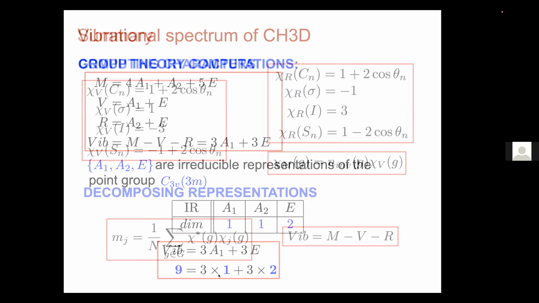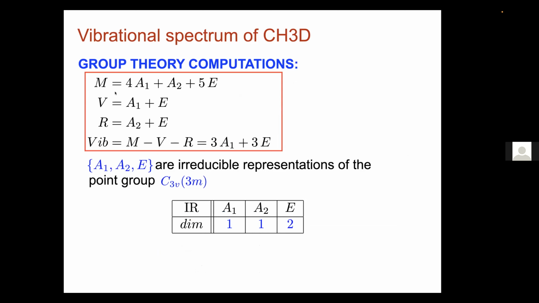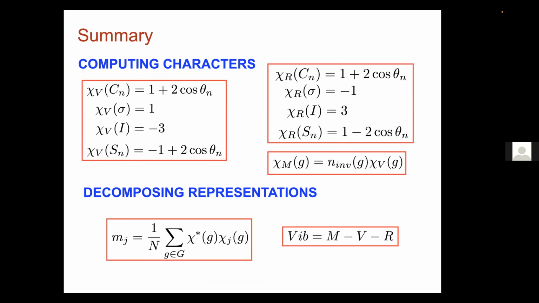This is the summary. Remember, we have these formulas for computing the character of the vector representation. With this, I compute the character of the rotation representation. And with this, finally, the character of the mechanical representation. Then, by using the magic formula, I obtain this, this, and this. And by subtracting, I obtain this and the spectrum. Okay. So, that's the end of today's lecture.